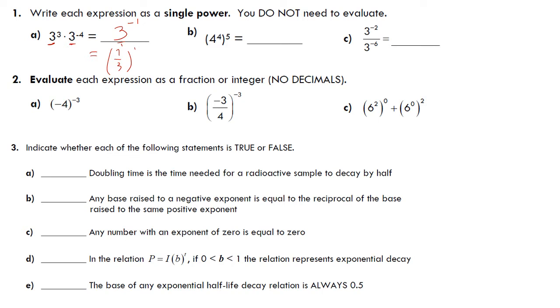B, power of a power law. Rewrite the base, which is 4, and we multiply the exponents. 4 times 5, 20.